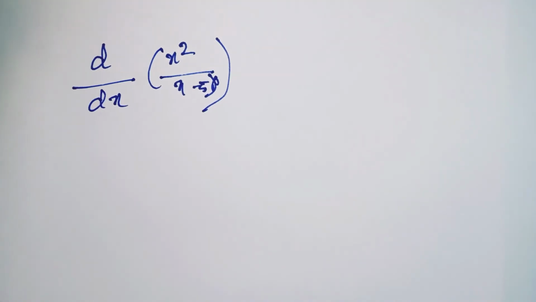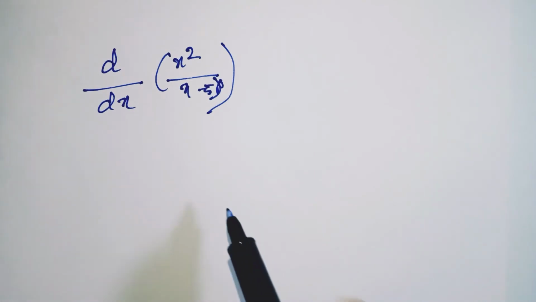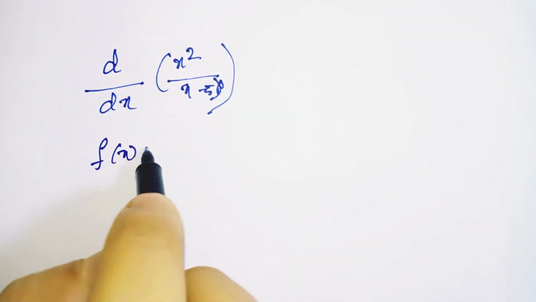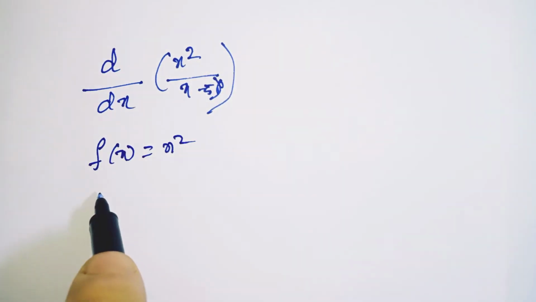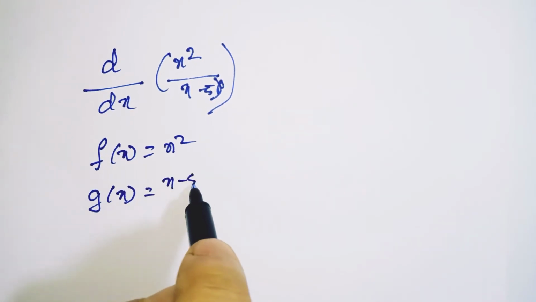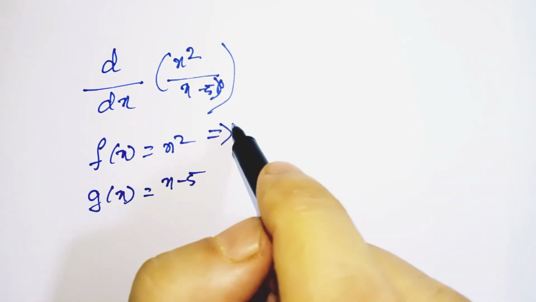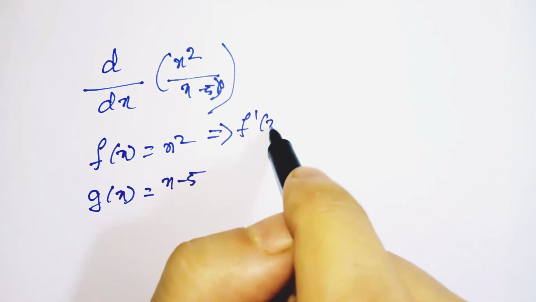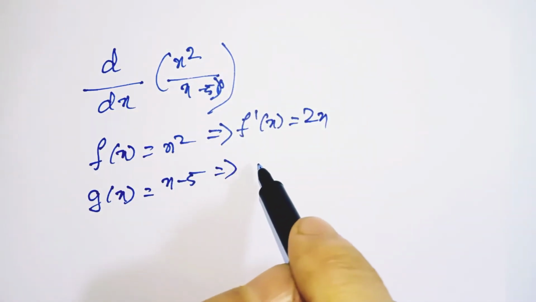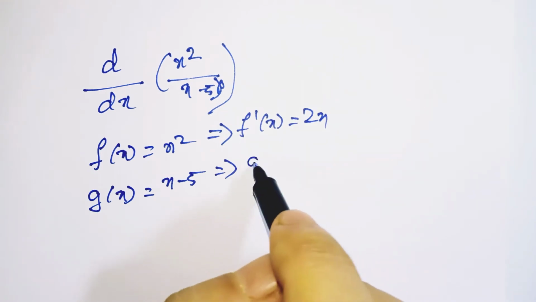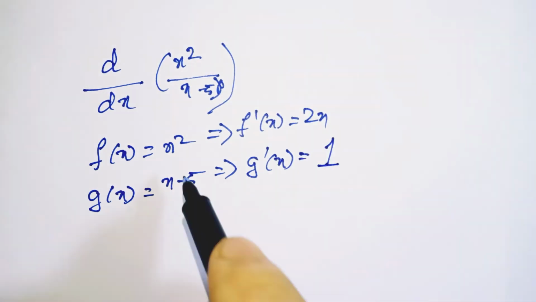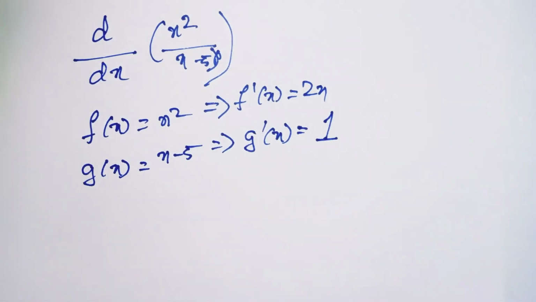So this would be the factor which we are trying to solve. We can definitely write from here that f of x would be x squared, and g of x would be x minus 5, the denominator. From here, if we differentiate, f prime of x we get 2x. And from x minus 5, if we take the g prime of x, it would be 1, because this would be 1 and this is a constant.